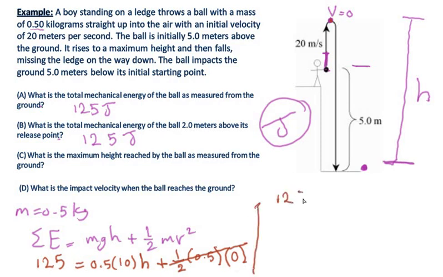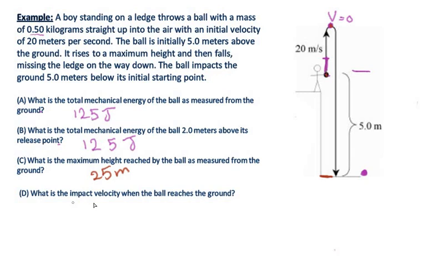Now 125 is equal to half of 10, which is 5, times h. Divide by 5, so h is equal to 25 meters. So the height from the ground to this point is 25 meters. And notice that it's not the height from the starting point here, it's the height from the ground because we found the total mechanical energy from the ground. So this is 25 meters.